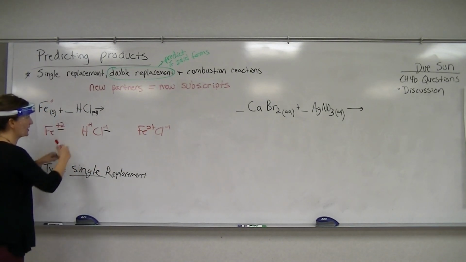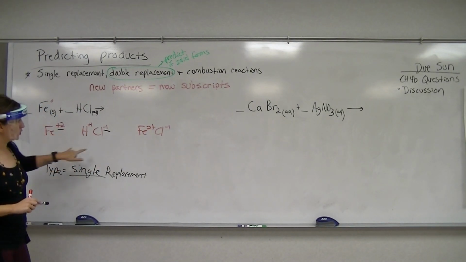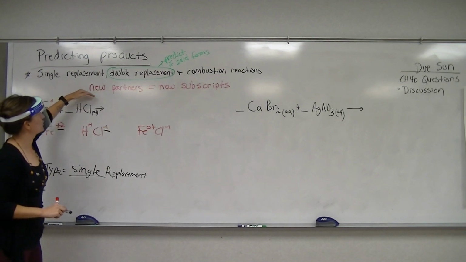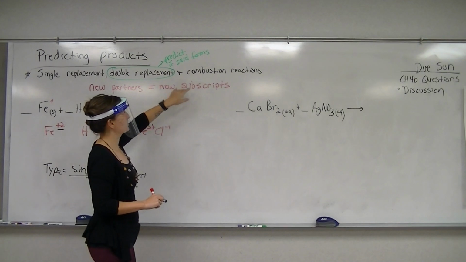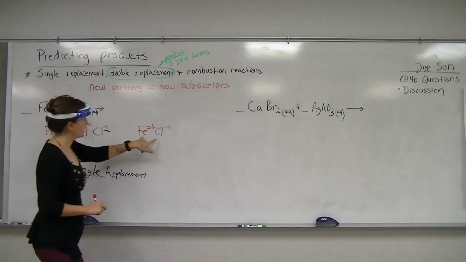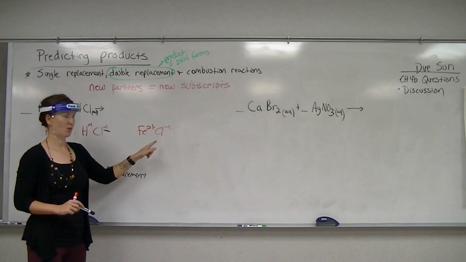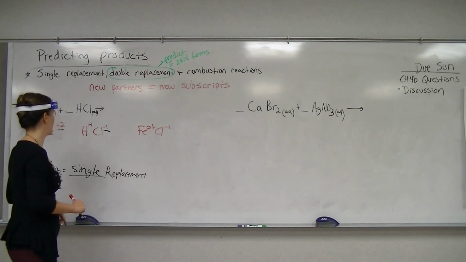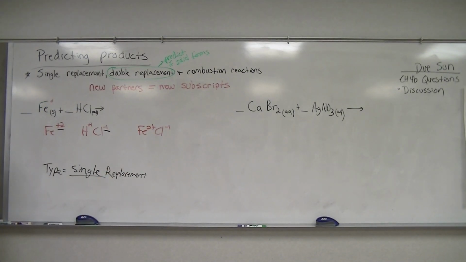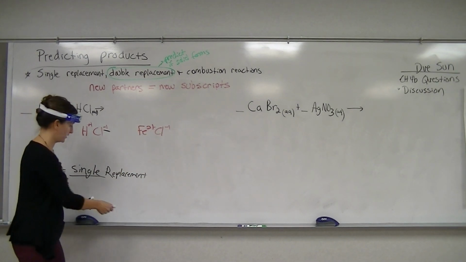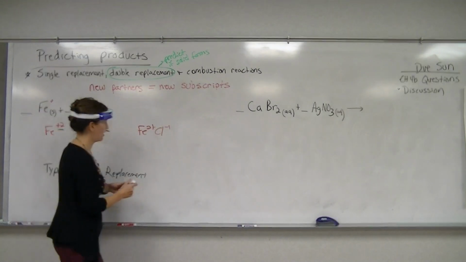The reason I'm writing the charges is, first of all, to see who's going to go with who, but also, notice up here, I wrote new partners equals new subscripts. So not only do I need to figure out who goes with who, I need to figure out what this looks like when it's neutral. What's this compound going to look like? So I have Fe2Cl. What is that going to look like in an actual compound?